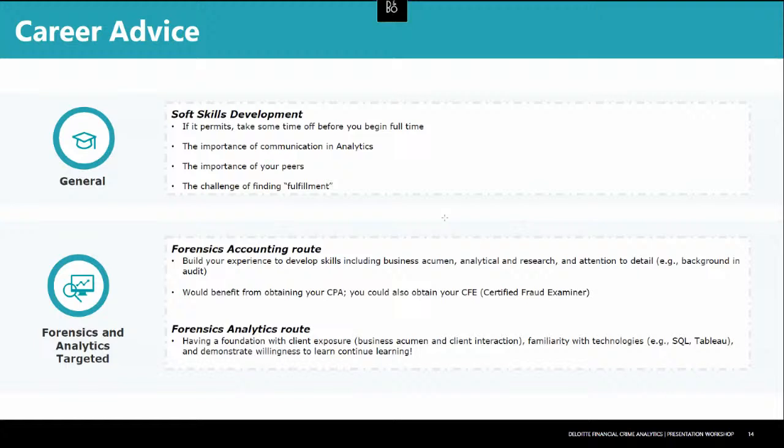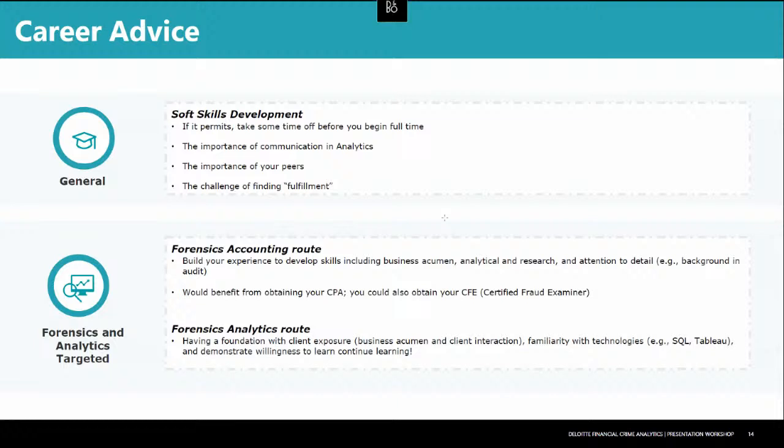And that'll just solidify your knowledge for forensics and your ability to conduct investigations. Now moving to forensics analytics. So I think it's the same advice as for forensic accounting. Having the business acumen skills, having the analytics and attention to detail remains the same.